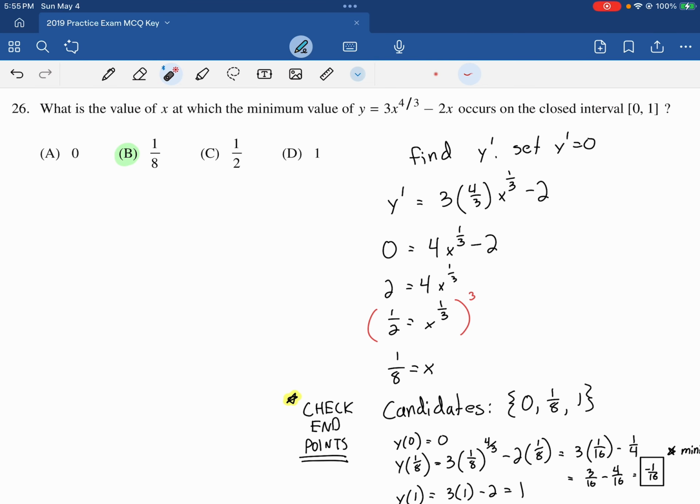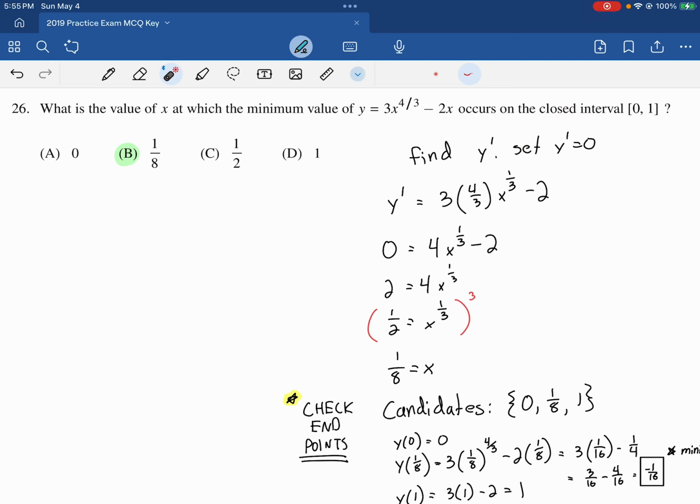26. What is the value of x at which the minimum value of this function occurs on the closed interval 0 to 1? If I ever need a minimum of something, I'm looking for the first derivative. So what I'm going to do is take the derivative of both sides. I'm going to find y prime and set it equal to 0.